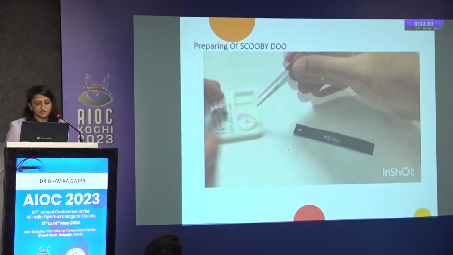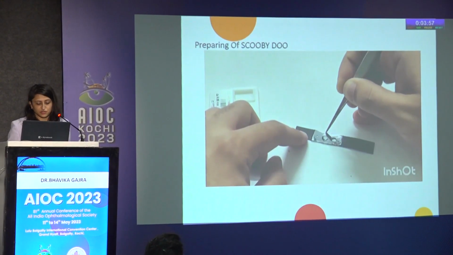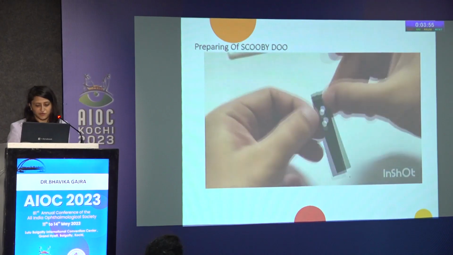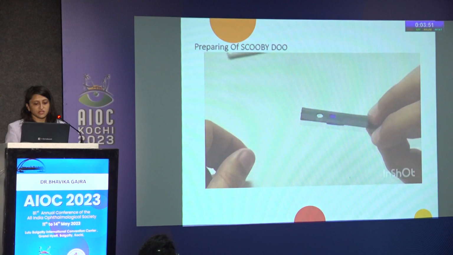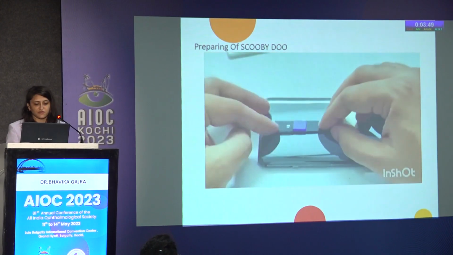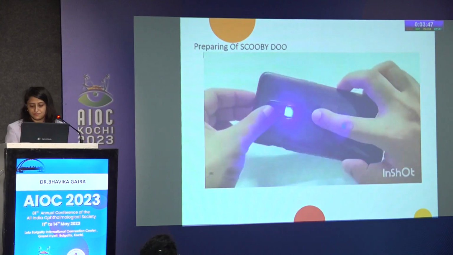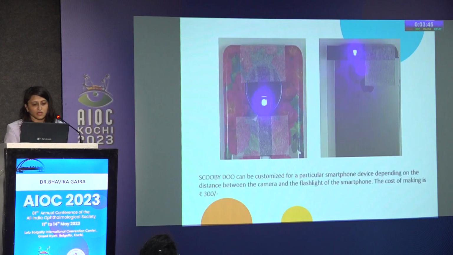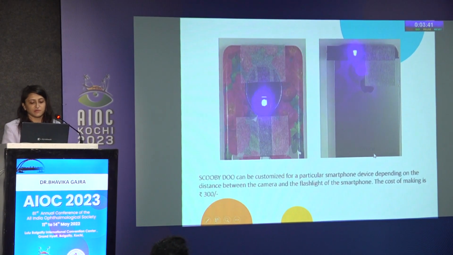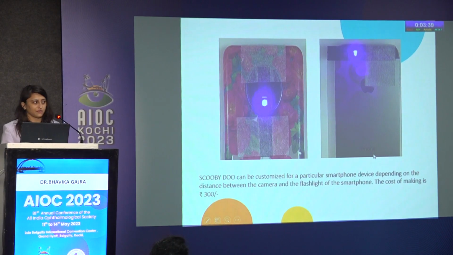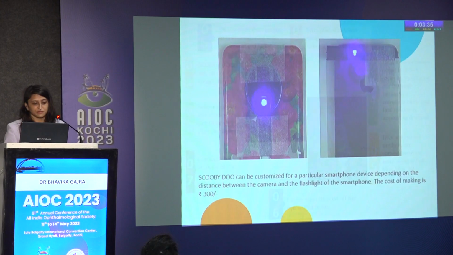The tape was removed and the IOL was placed in the first punch hole and the chart paper was folded over. The blue acrylic filter was placed in the second punch hole. Thus, SCOOBY is made and it is aligned over the smartphone and secured with tapes. This is how SCOOBY is aligned over the smartphone. It can be customized for a particular smartphone device depending on the distance between the camera and the flashlight of the phone. The cost of making is a mere 300 rupees.